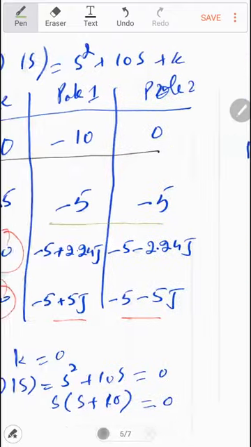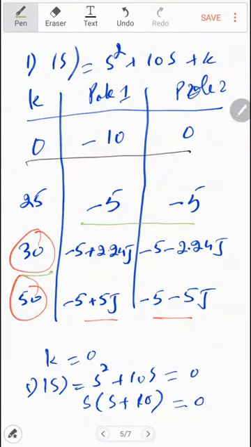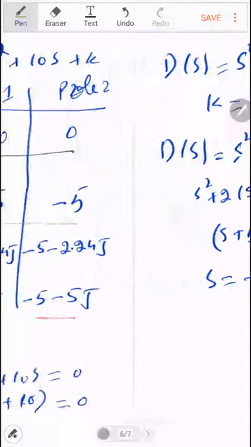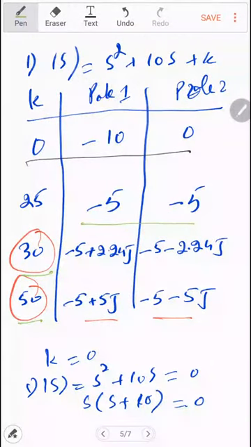Similarly, when the gain is further increased to 30 and then to 50, you see the real axis. This real point on the real axis is fixed, but the imaginary value is increased. First it is 2.24 and then it is 5 and so on. If you further increase the gain, the poles will move along the imaginary axis.